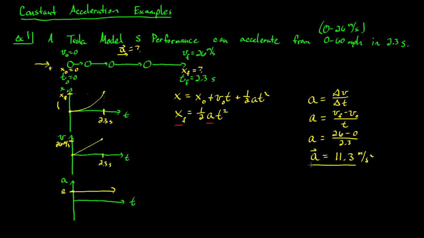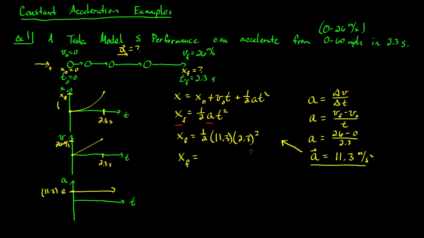So now we know the acceleration. So we could say that this right here is 11.3. And now I can use that to finish my equation for the position and actually calculate the position. So the final position would be 1/2 of the acceleration, which is 11.3, times the time, which is 2.3, squared. So the distance it covers, I need to calculate this real quick. It's going to be 0.5 times 11.3 times 2.3 squared.